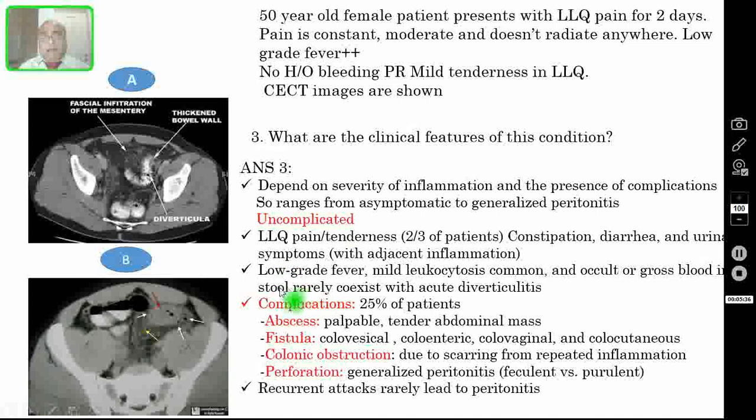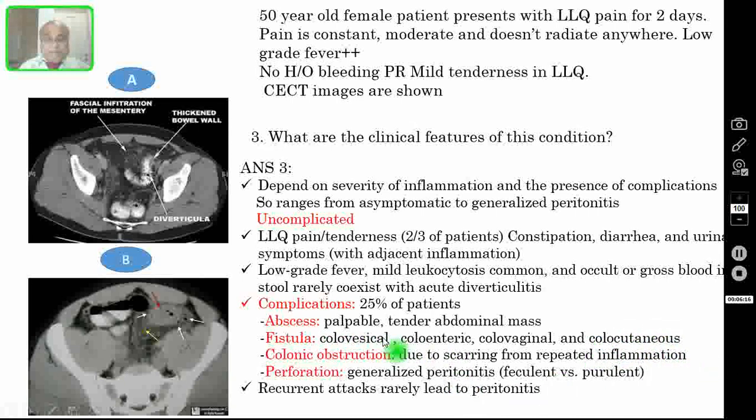Patient also may have low-grade fever, mild leukocytosis, and occult or gross blood in the stool rarely coexist with acute diverticulitis. Complicated cases happen in 25% of the patients. These complications may be an abscess, where you will have a palpable and tender abdominal mass, or a fistula, and this may be a colovesical, coloenteric, colovaginal or colocutaneous fistula.